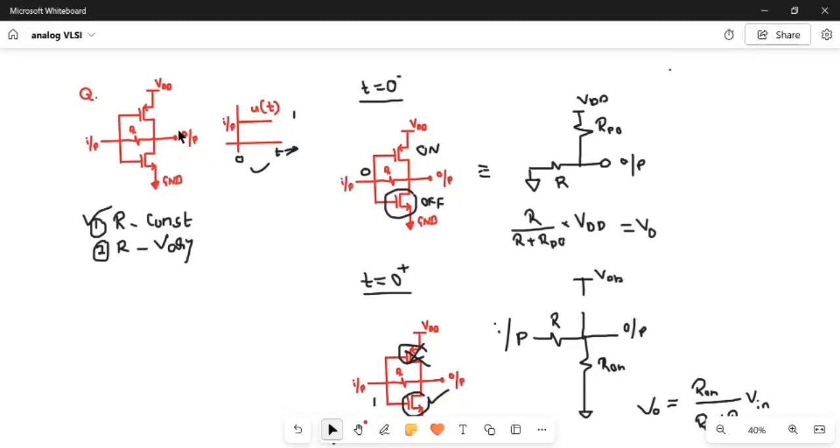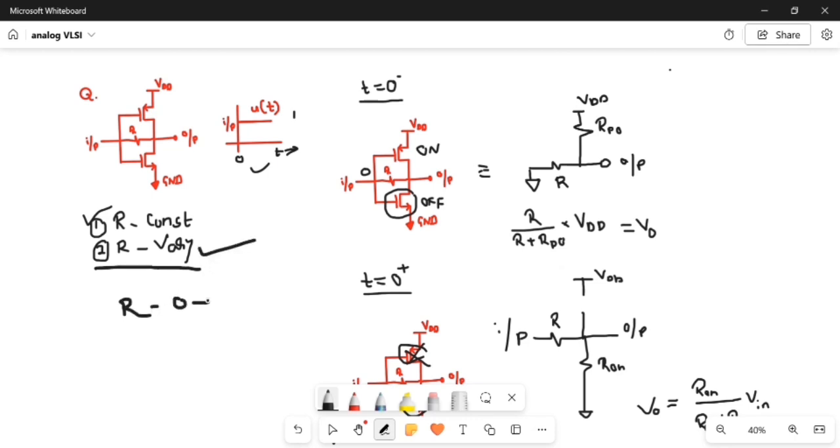Let's see how the variation of R will affect the circuit. R will vary from 0 to infinite. This consideration is very important for an analog engineer, because in most cases we will deal with variation in resistance. The variation of resistance will impact the circuit very much.